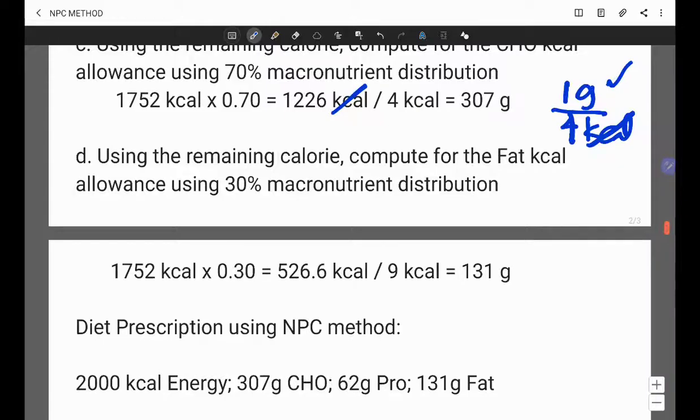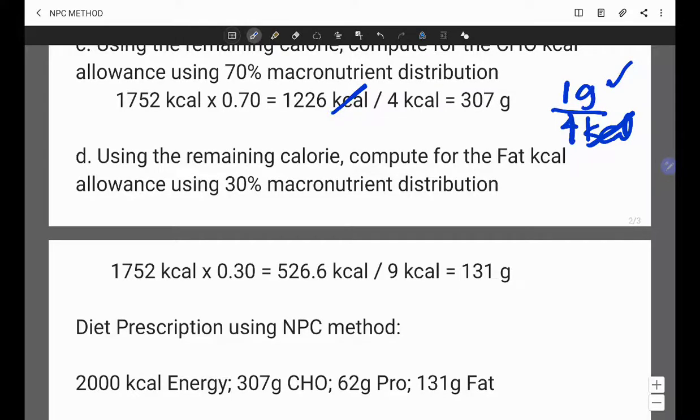Using the remaining calorie again, which is 1752, we are going to compute for the fat. So we multiply that by 30%, so 0.30. The fat calorie is 526.6. We are not going to round this off to the nearest whole number, not yet. We are going to round it off at the end.